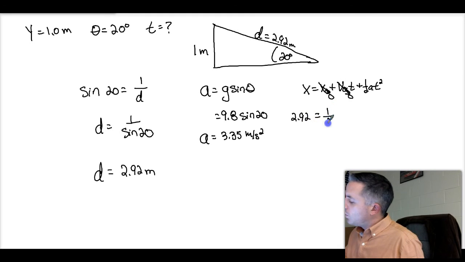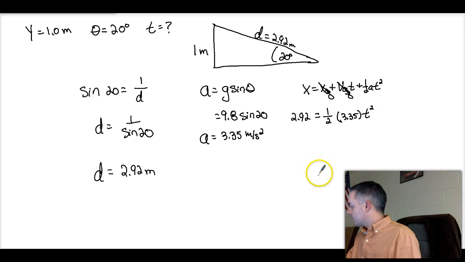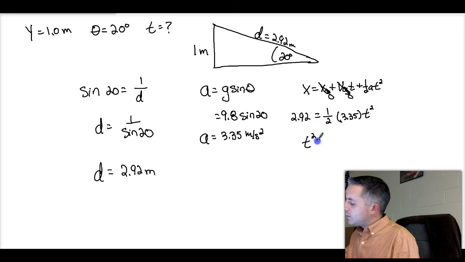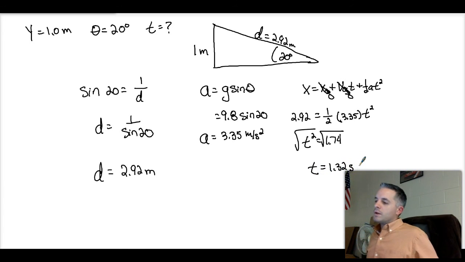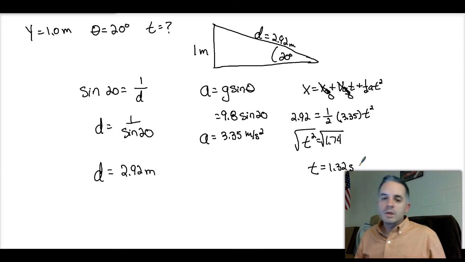So we're left with 2.92 is equal to 1/2 times 3.35 times t squared. So that t squared is going to be equal to 1.74. Take the square root of those two things, and we find that the time it takes is 1.32 seconds. So that was chapter 3, question number 19.